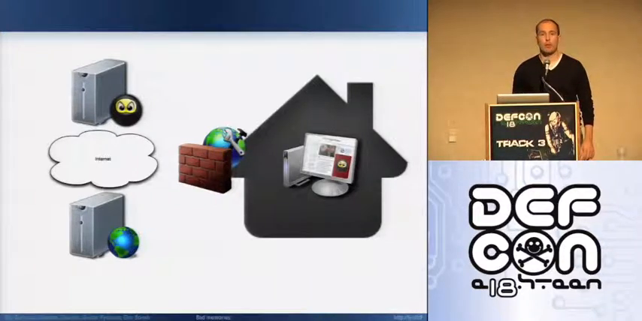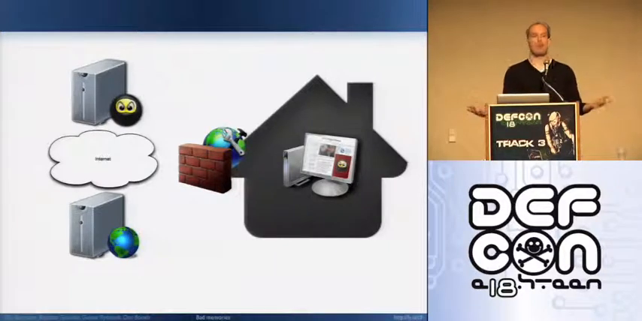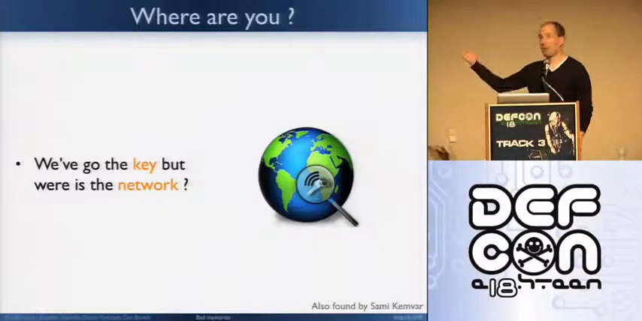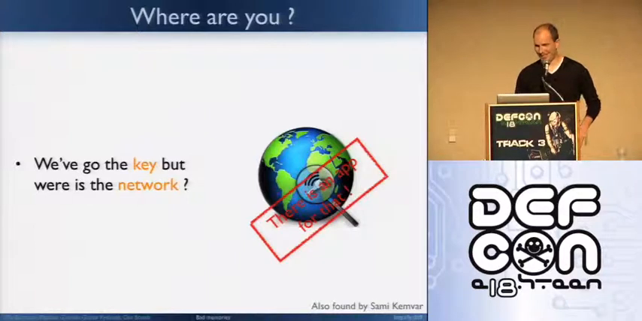Well, I have a key, but where is the network, right? You have a nice, long key, and the key doesn't tell you much about where the router is. So we have the key, but we don't know where the router is. Well, it turns out that there is an app for that. And actually, it's courtesy of Firefox.